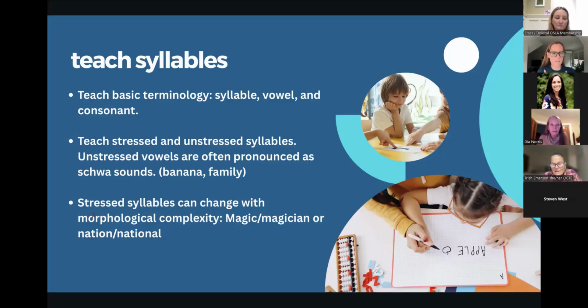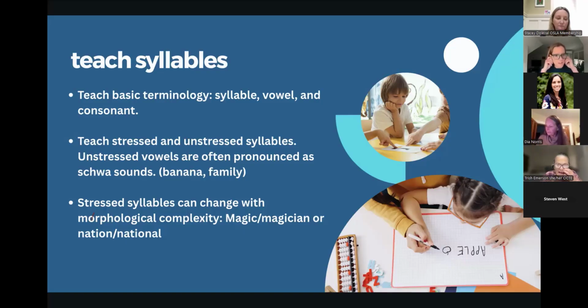We also need to teach stressed and unstressed syllables. Unstressed syllables are often pronounced as the schwa, like in the word banana. That's the same letter pronounced two different ways. In the word family, it's not fam-illy or fam-ily, it's fam-ily. So that's a schwa. It's a very kind of lazy sounding vowel, right? So when we have those lazy sounding vowels, often those are the unstressed syllables, right?